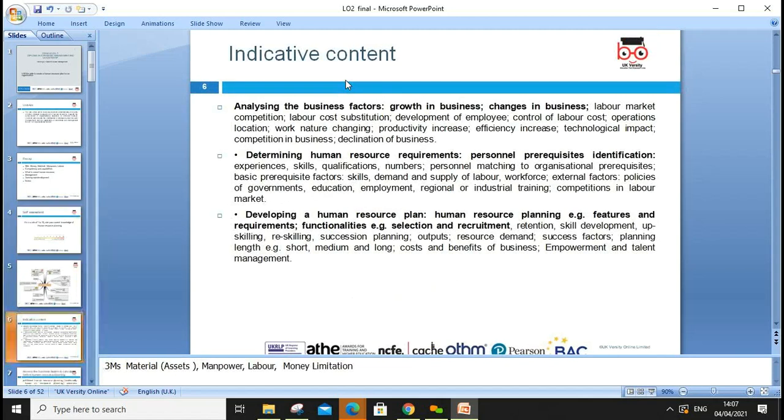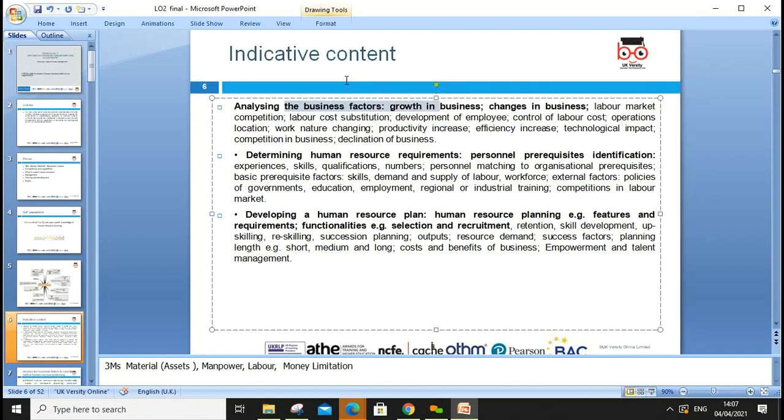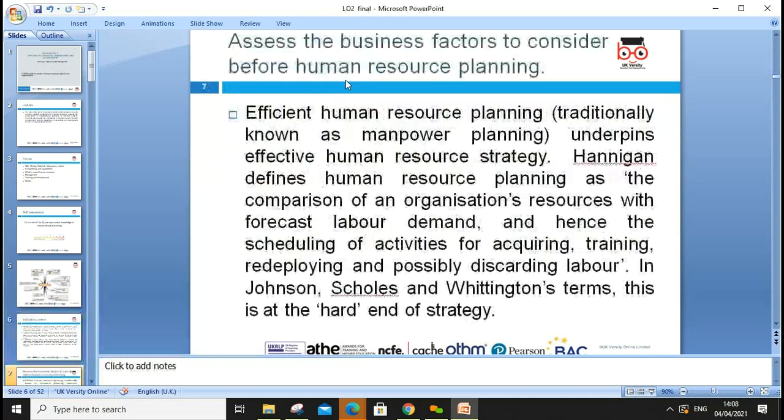Today our key discussion is the business factors, growth and changes in the business, and we'll go through competition and labor costs, and how these impact human resource planning. We'll discuss the human resource requirement, personnel requisites, identification, and the skills and experience we need to keep in mind. We'll develop human resource planning: features, requirements, functionality, selection, and recruitment. We'll discuss some elements of selection and recruitment in today's lesson, and go through them further in later lessons as well. Okay, we'll start.